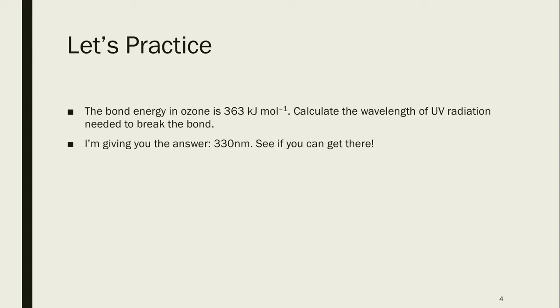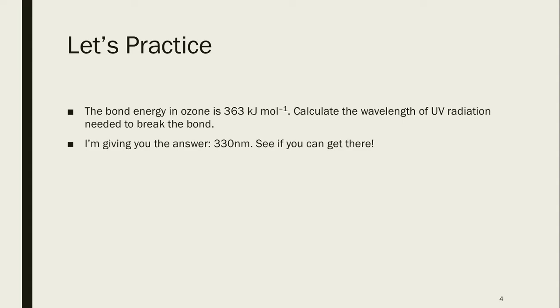So here's a typical question that you might see. The bond energy in ozone is 363 kilojoules per mole. Calculate the wavelength of UV radiation needed to break this bond. So I'm giving you the answer. Okay, it takes 330 nanometers to break that bond of ozone. See if you can get there. Okay, see if you remember what to do. Again, we did this last year, so it's nothing new, but you're going to have to bring that back.